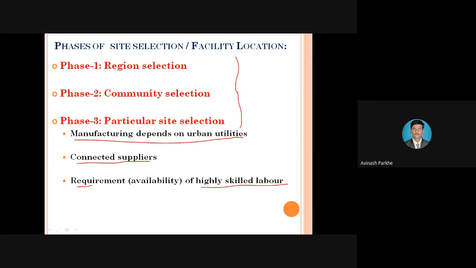And the third one is called the requirement and availability of high-skilled labor. In order to start your plant and handle all types of equipment, skilled labors are required. If your industry is near the city, in the cities the maximum high-skilled labors are available, but in rural areas the maximum skilled labors are not available. Therefore, your location should be near the city. So these are the three phases which we have to consider under site selection and facility location.